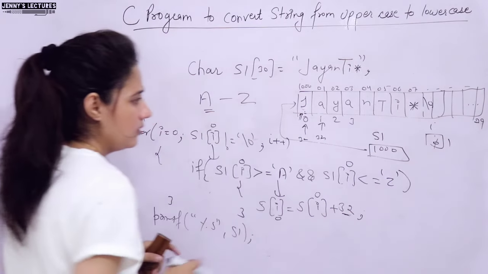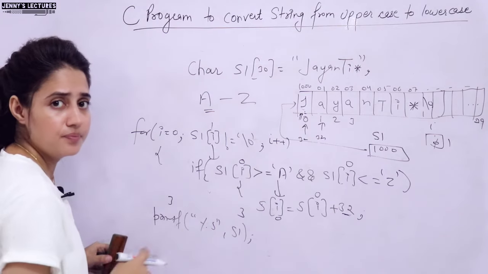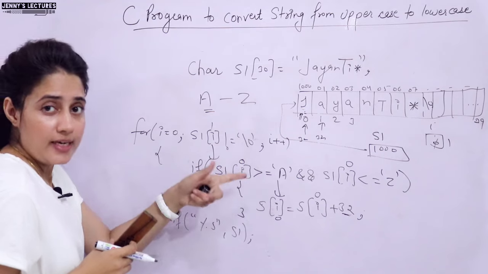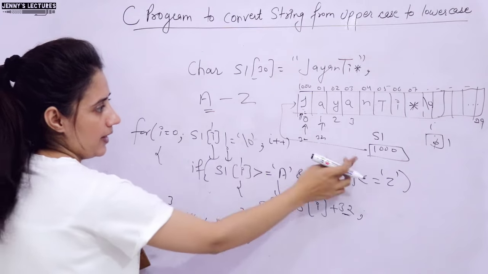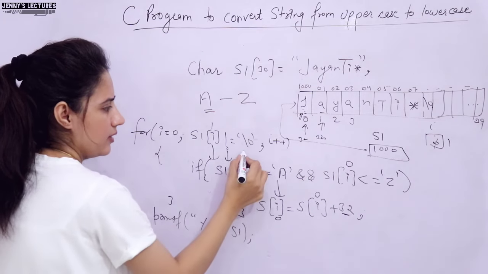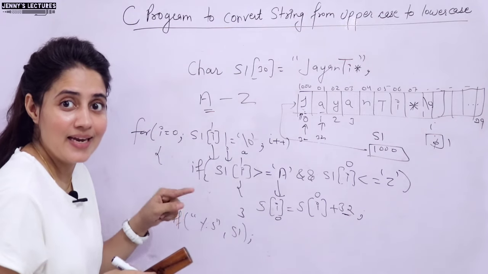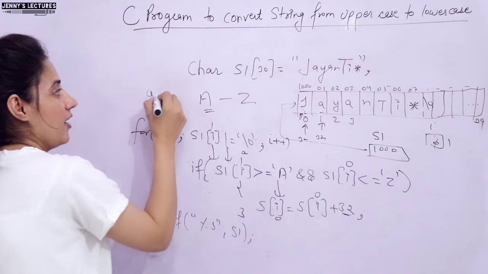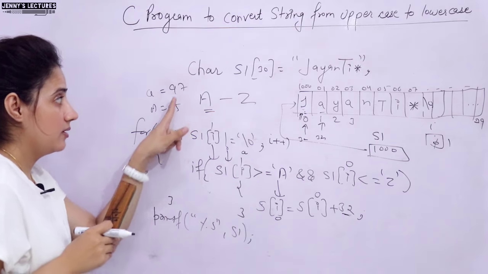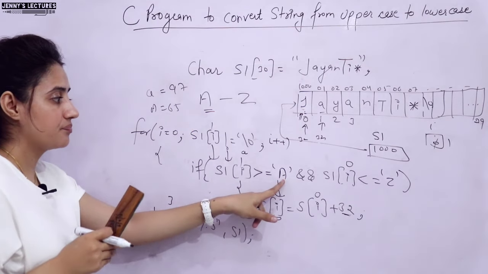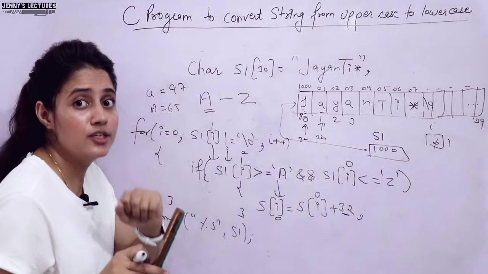I plus plus, I becomes 1. S1 of 1, it is what? A, small a, not equal to null, yes, true, enter. Now see, S1 of 1 is small a, is small a greater than or equal to this capital A? See now, here it is true, because small a is having ASCII value 97, capital A is having 65. Yes, 97 is greater than 65, condition true? Yes, condition true.